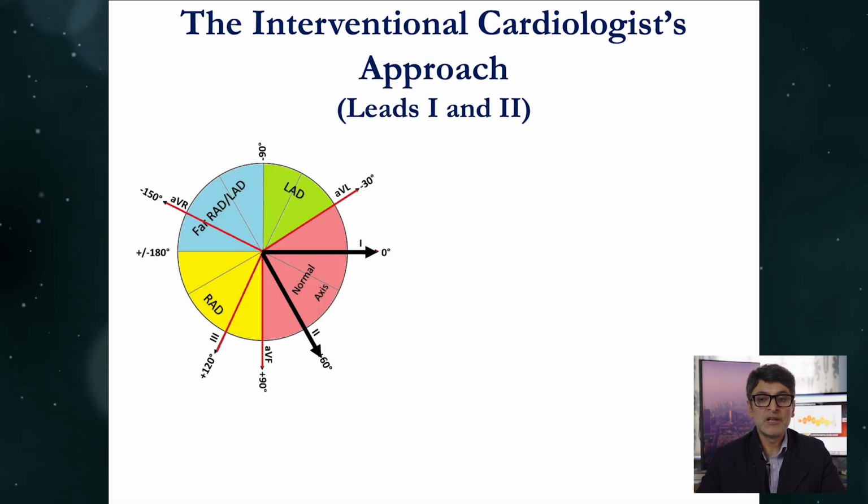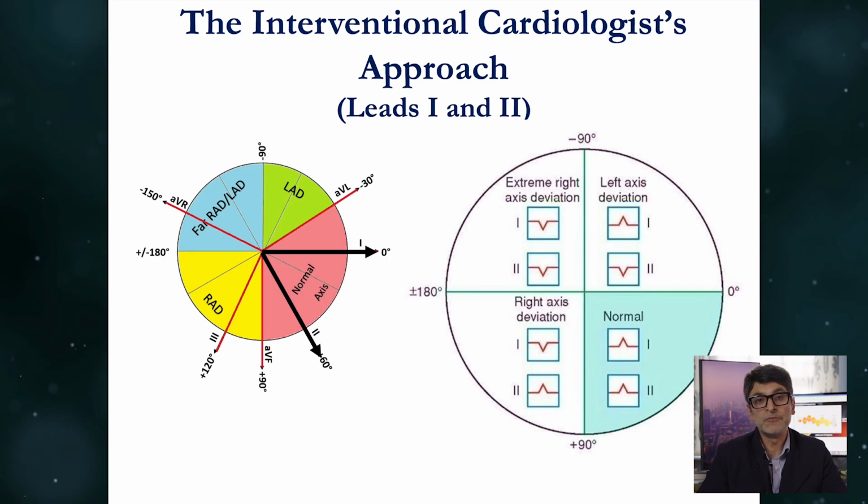I've shown you here on the left what looks like a pie chart and various vectors. I'm going to ask you to ignore that because there's a much simpler way of interpreting the axis. What you have to do is look at leads 1 and 2 on your ECG, and very conveniently they are placed on the top left of the ECG. You ask yourself two questions. Is the QRS complex in leads 1 and 2 pointing upwards? If they're both pointing upwards, that's what we call a normal axis.